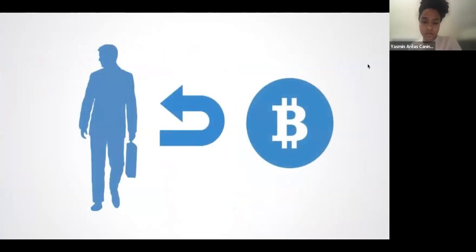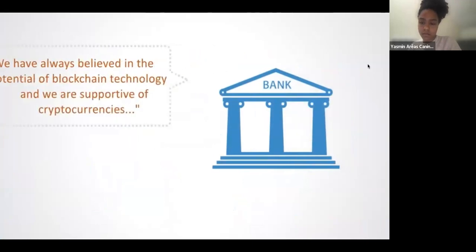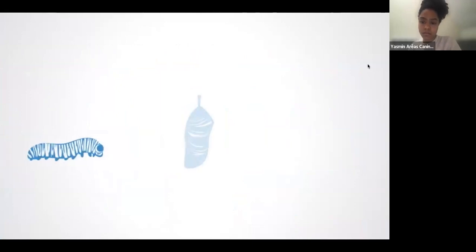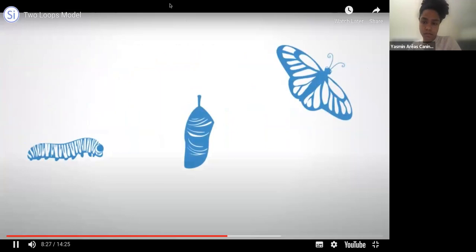Morgan had made a complete U-turn when the head of digital treasury services and blockchain at the bank said, "We have always believed in the potential of blockchain technology, and we are supportive of cryptocurrencies." In transitions, something new is always born. However, it may look very different from the old.